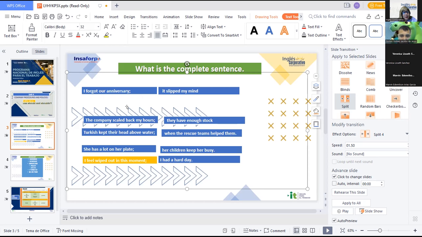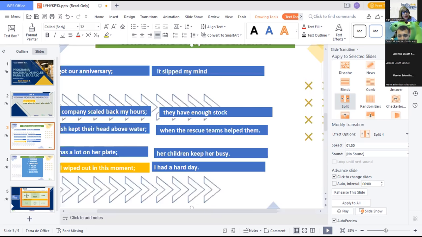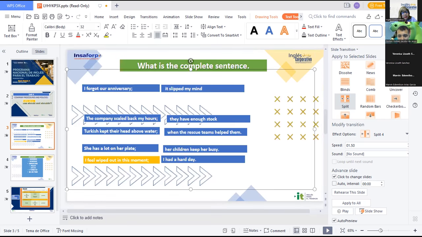And here, "wipe out." That is very tired, exhausted. And you say, "I feel wiped out in this moment. I had a hard day." Okay. Why is the person tired? Because the person had a hard day. That's why. Okay. Now stop sharing, please.